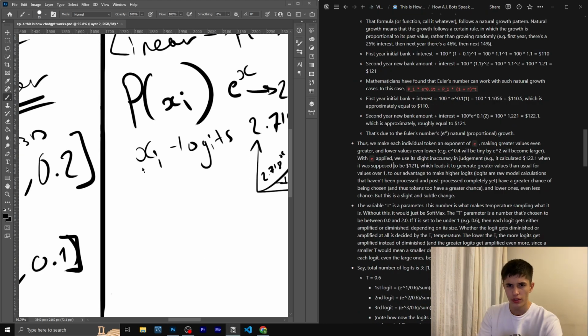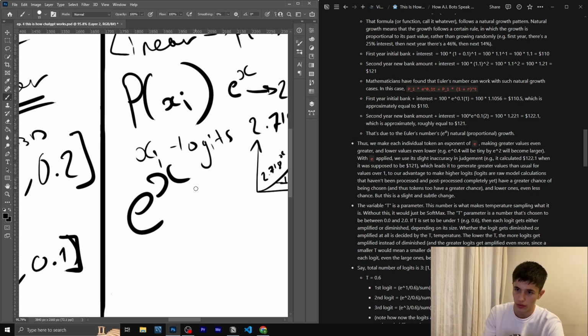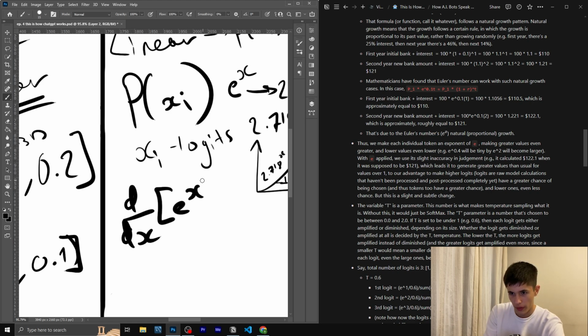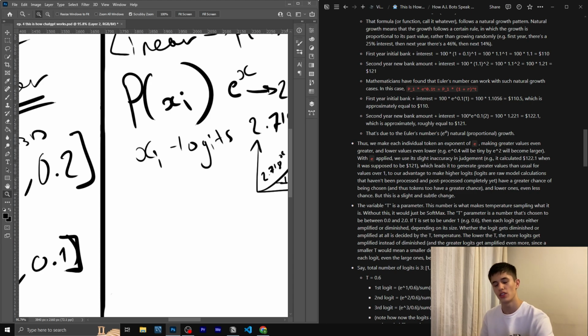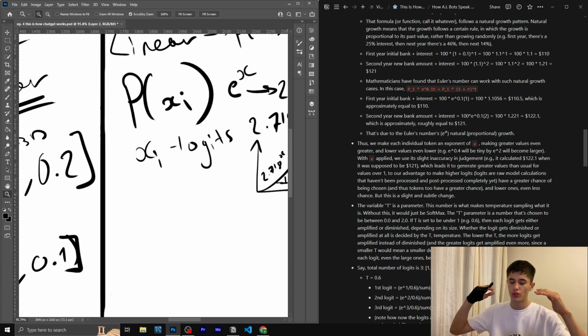And now how does this Euler number actually relate to our logits? Well, simply put, the fact that it has natural growth, and the fact that the derivative is literally equal to itself, helps with back propagation. Essentially, back propagation is a process where you go back and calculate derivatives in order to make a change in the model.